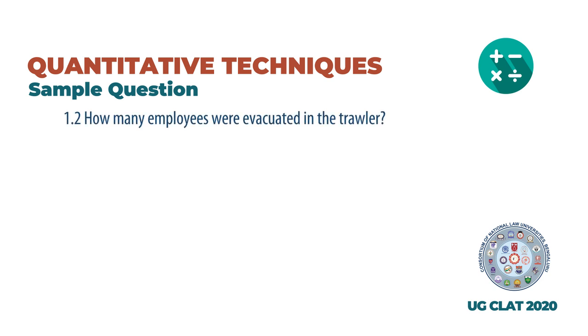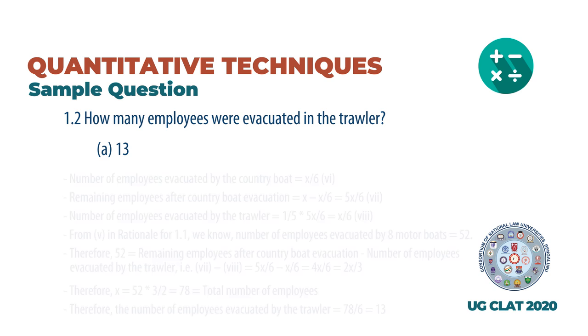How many employees were evacuated in the trawler? Your options are A. 13, B. 15, C. 12 or D. 10. The correct answer is A, and here is the rationale behind the choice.